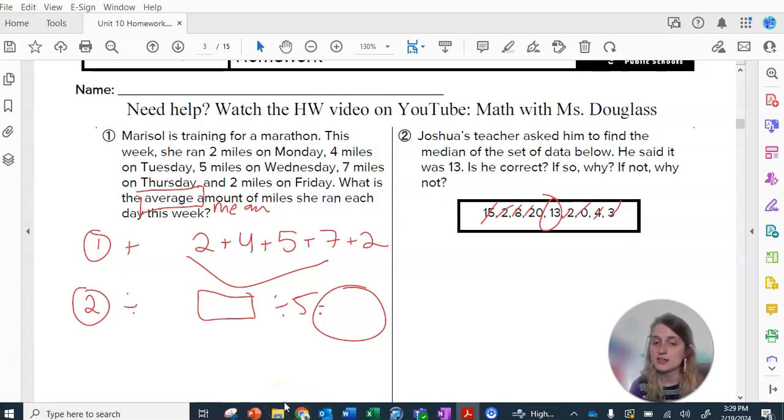Step 1 is write your list in order from least to greatest. This list is in scrambled order. So that's not going to tell us the middle number of the data set. You need to have the list in order from least to greatest, and then you can do the not this one, not that one, not this one, not that one, and find the middle of that list.